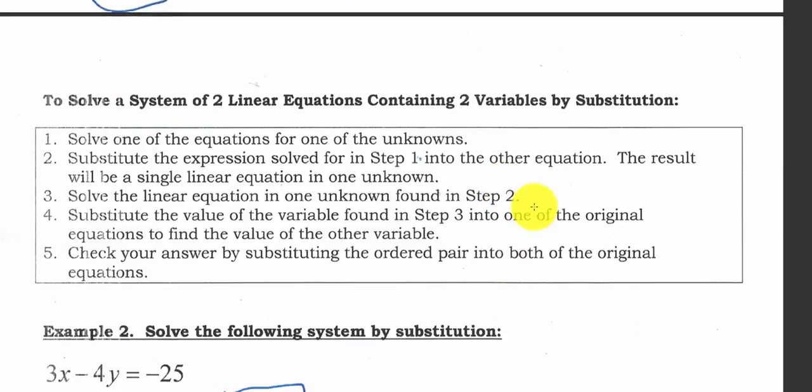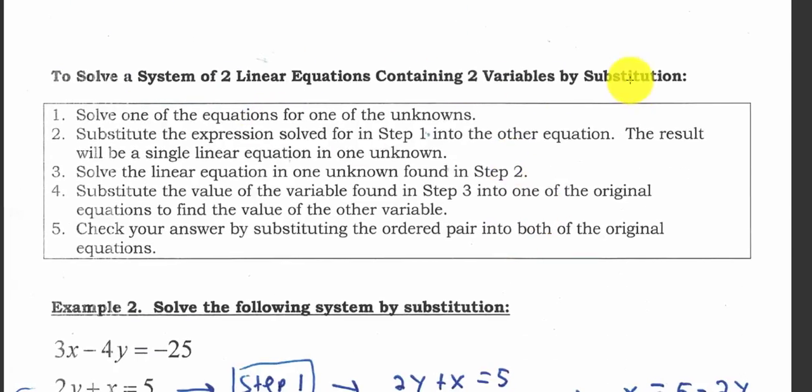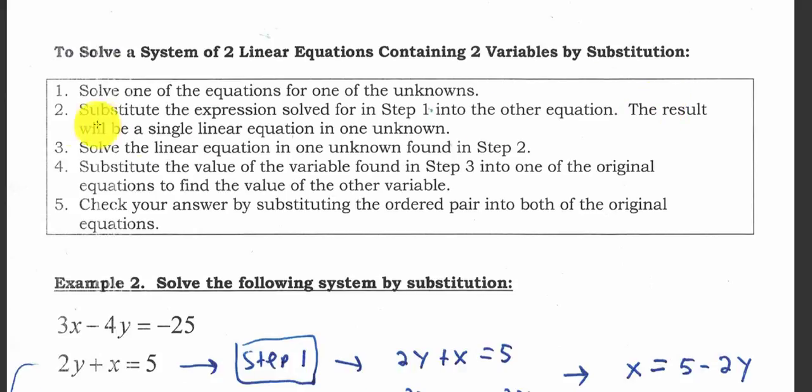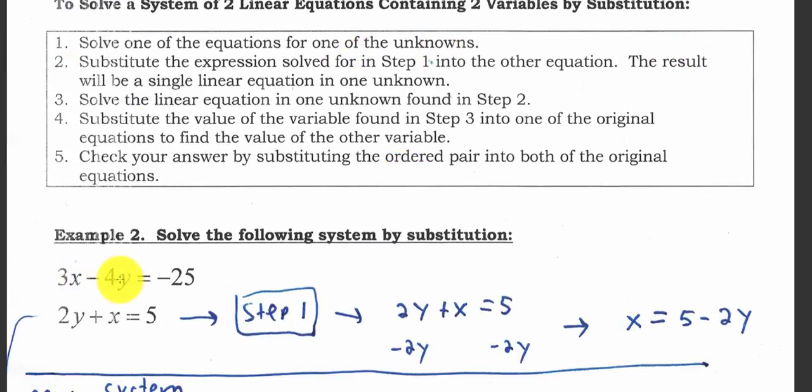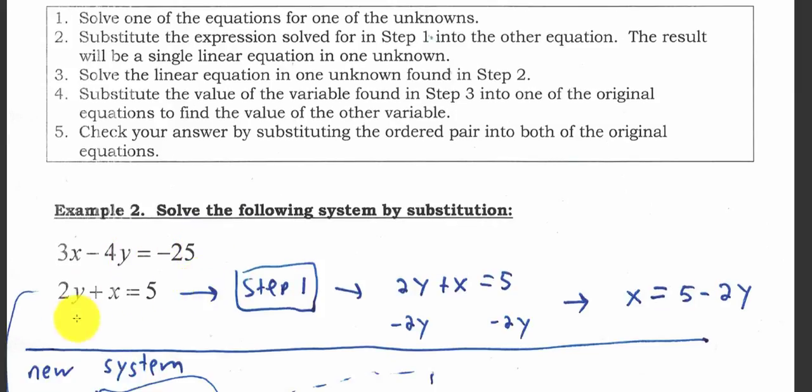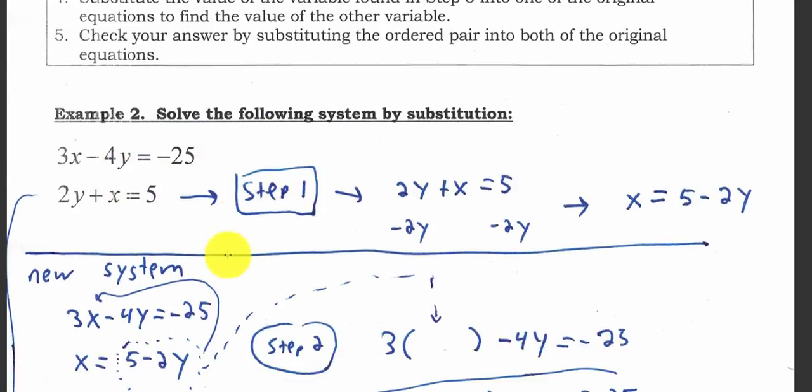The second one. All right, let's solve the system of equations using substitution. Okay, so it says solve one of the equations for one of the unknowns. Okay, so I have 3x minus 4y equals negative 25. I have 2y plus x equals 5. So what they're asking me to do is either get x by itself or y by itself. So I look at the bottom equation, and since x is almost by itself, all I need to do is subtract 2y from both sides, and you'll see x is now by itself.